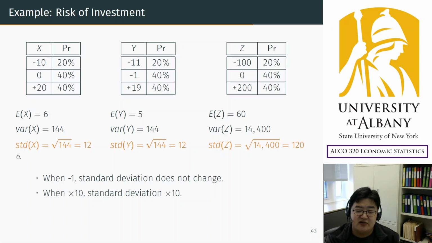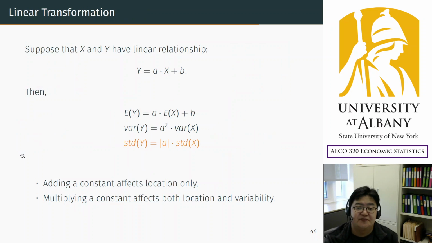We use standard deviation rather than the variance. The formula for the standard deviation can be written this way. When you have a linear transformation like this, we had variance in this weird relationship, but by taking the square root on both sides, you have standard deviation here, and a squared becomes the absolute value of a.